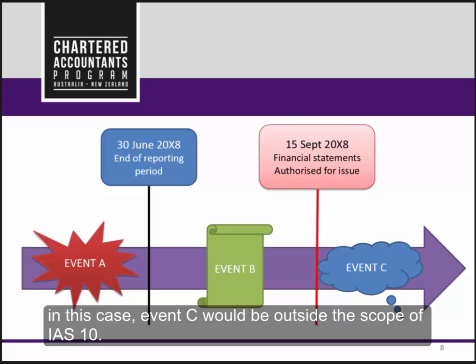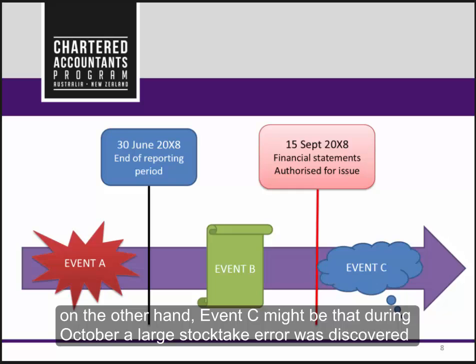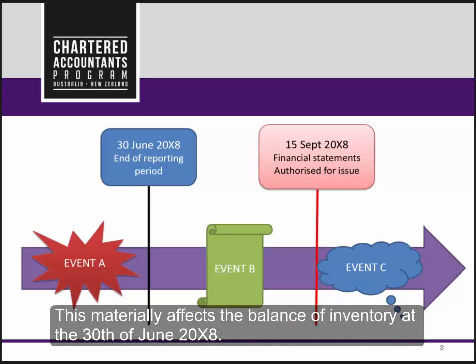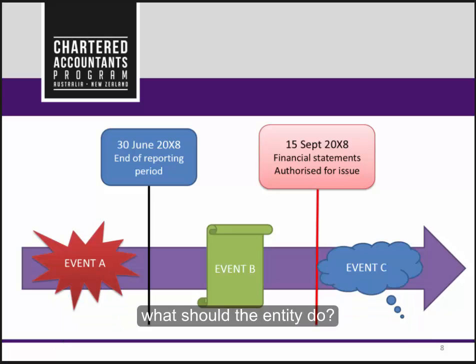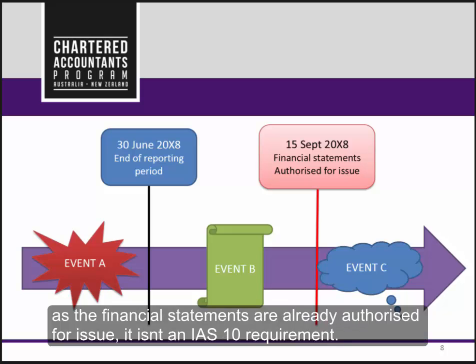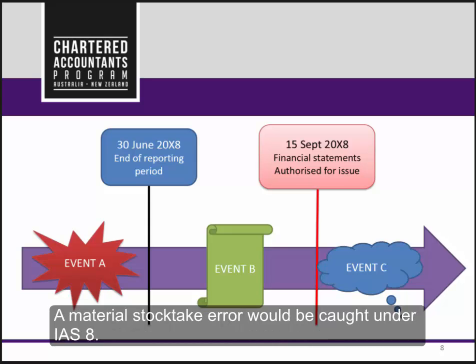On the other hand, Event C might be that during October a large stocktake error was discovered. This materially affects the balance of inventory at the 30th of June 2000X8. What should the entity do? As the financial statements are already authorised for issue, it isn't an IAS 10 requirement. A material stocktake error would be caught under IAS 8.